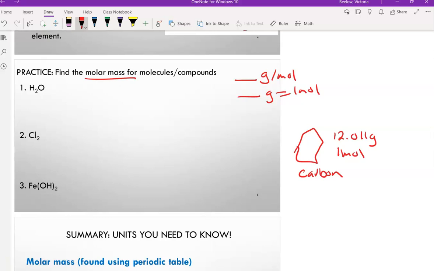So we can use that information to calculate how many moles or grams we have of a specific element or of a specific compound or molecule. And later we're going to see how we can use that information to calculate, well then, how many molecules or atoms of that substance do you have?